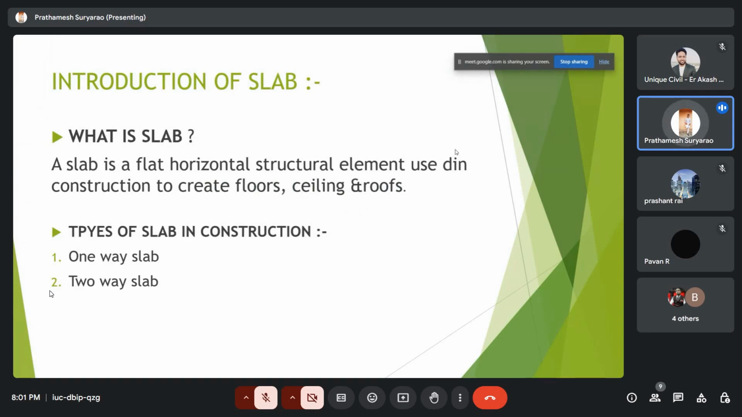So introduction of slab. What is slab? What is actual slab? The slab is a flat horizontal structural element used in construction to create floor, ceiling, roofs. So it is a horizontal structural member which is used in construction to create floor, ceiling, and roof. So there are two types of slab in construction. There is a one-way slab and there is a two-way slab. So first we will check for one-way slab.